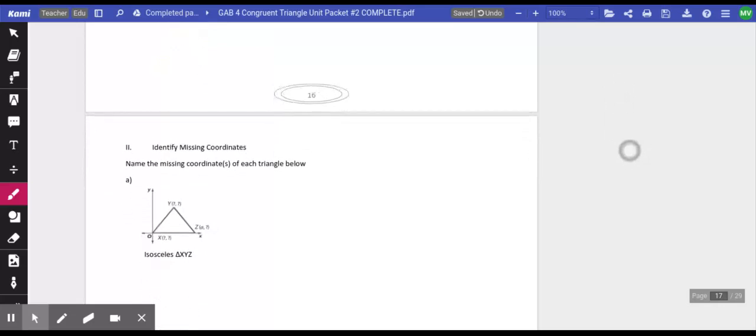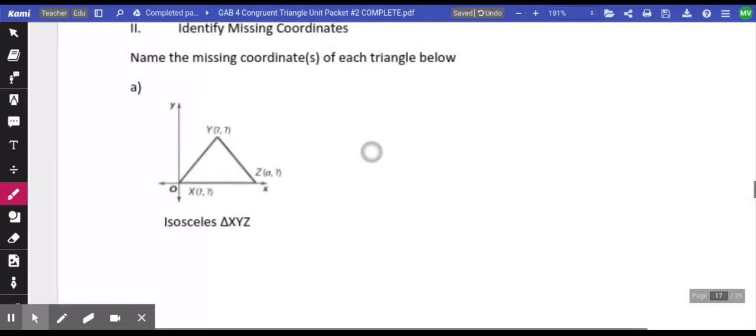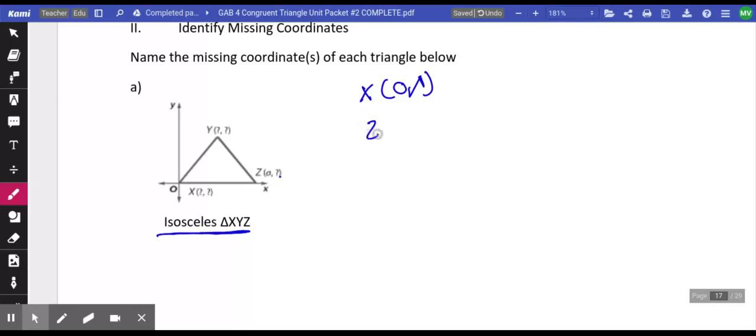So now, identifying the missing coordinates. So here, we know that this is an isosceles triangle. First of all, we know that X is at (0, 0) because it's placed at the origin. And we know that Z, the y-coordinate, is 0 because it's on the x-axis. So Z is (a, 0). Now the question is about Y.